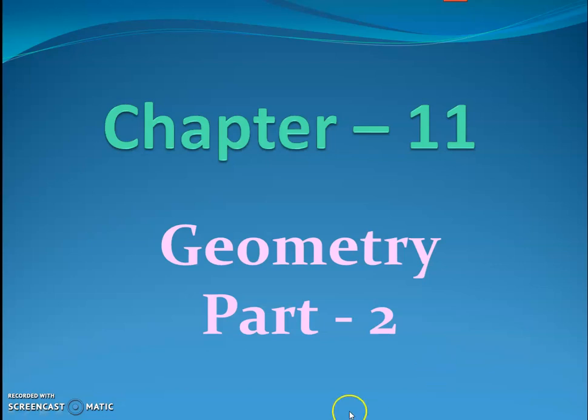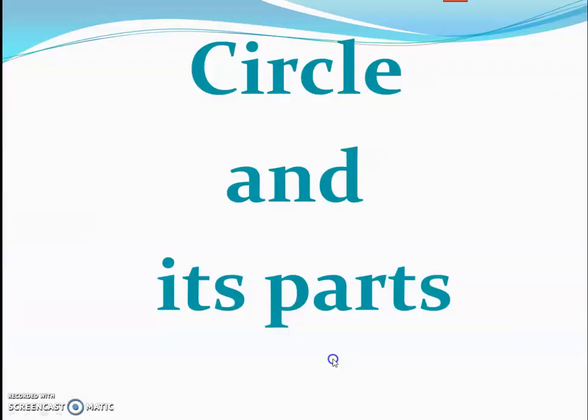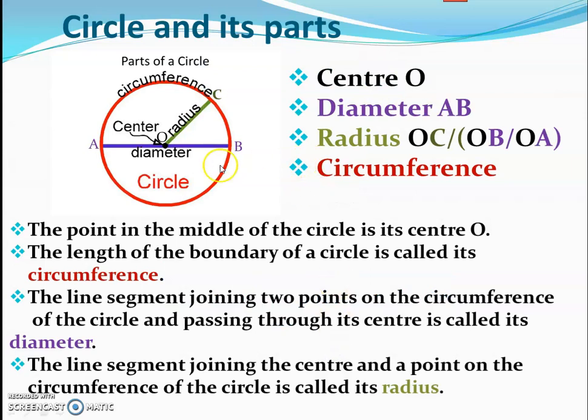Today's geometry part 2. It is circle and its parts. Okay, what is a circle first? A circle is a round figure. We know only till that. Now we are going to see its parts, that is parts of the circle.